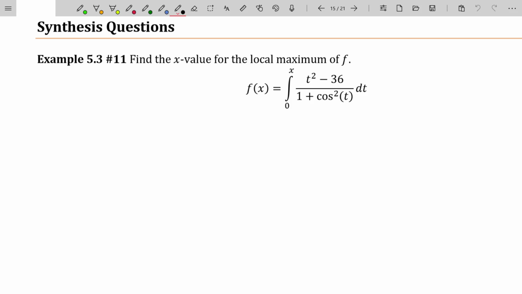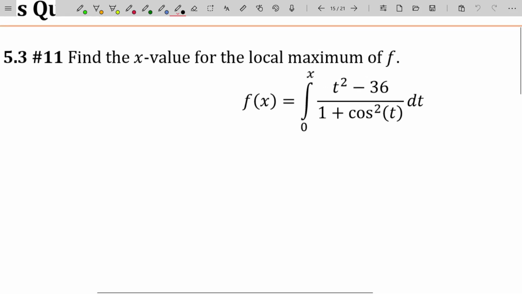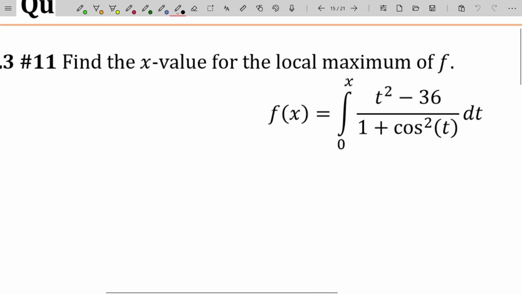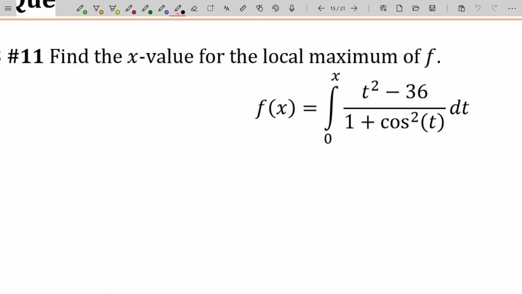And again, this is not going to venture too far away from the fundamental theorem of calculus parts 1 and 2. It's just pulling together older concepts and using them in this new framework. For example, find the x value for the local maximum of the function f. Well, before you even gawk at that terrible looking function, just remind yourself, how would you find a local maximum for a function? I mean, think back to what you did.